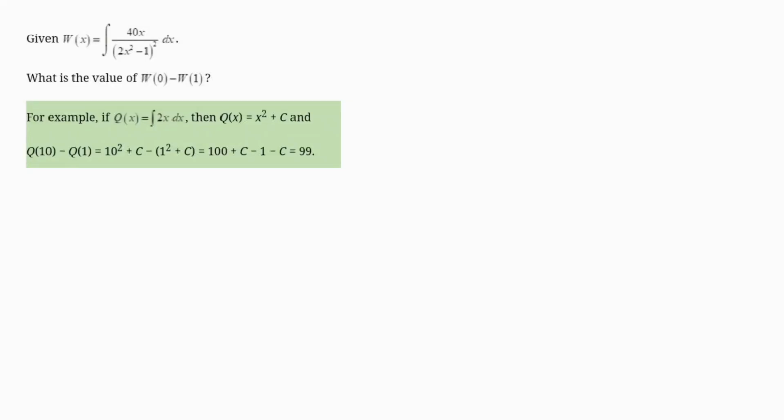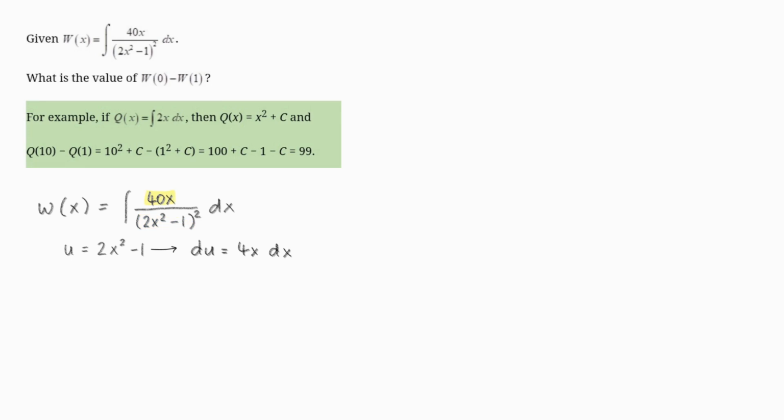First, we look at our function. W of x equals the integral of 40x over the quantity 2x squared minus 1 squared dx. Since the denominator has a higher exponent, x squared, than the numerator, this is our clue to set up the u-substitution. So we start by setting u equals 2x squared minus 1. Taking the derivative, we get du equals 4x dx.